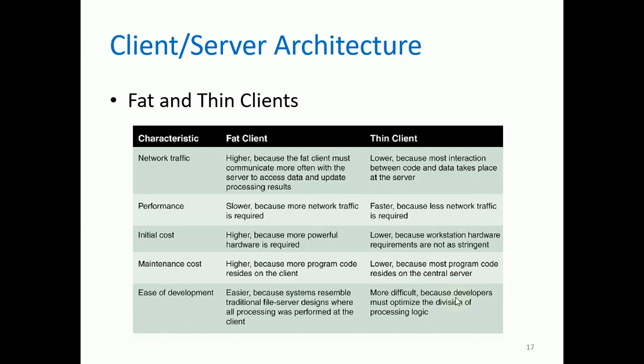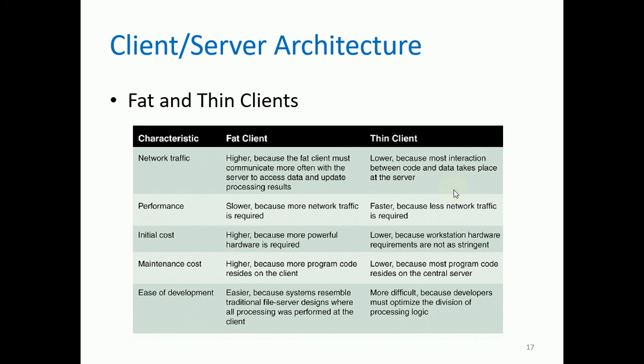So we have the so-called fat and thin client. Fat client can also be called thick client. So let us differentiate fat and thin client. For the network traffic, for fat client, it is higher because the fat client must communicate more often with the server to access data and update processing results. Okay, fat client means that you can process the data in the client, while thin client, the processing is done in the server. So for network traffic, it is higher for the fat client. For the thin client, it is lower because most interaction between code and data takes place at the server.